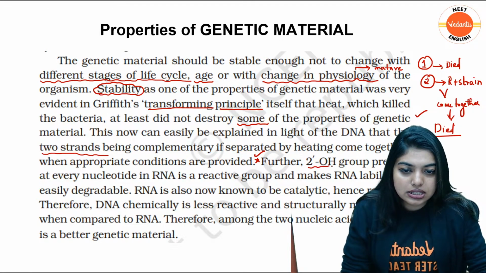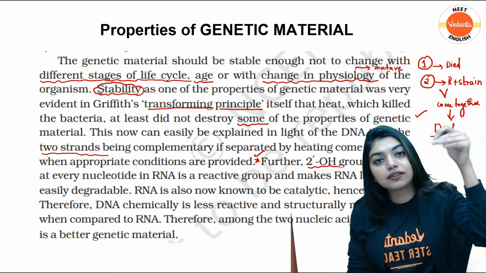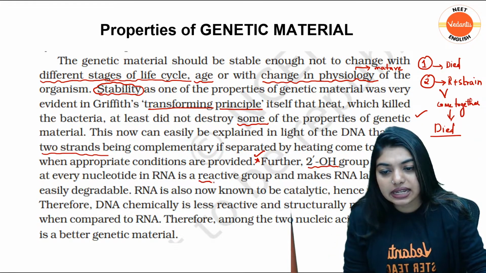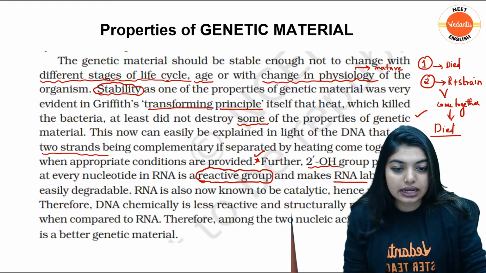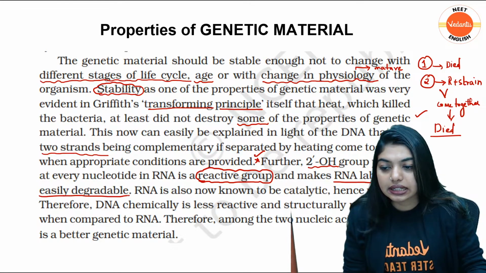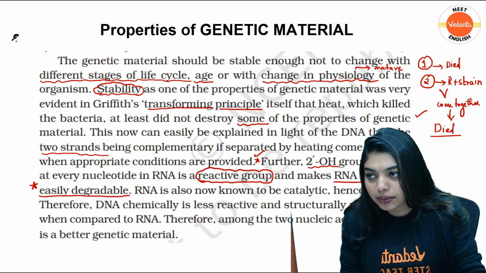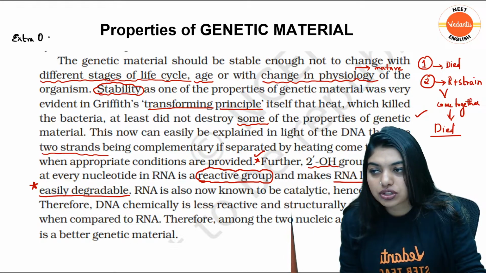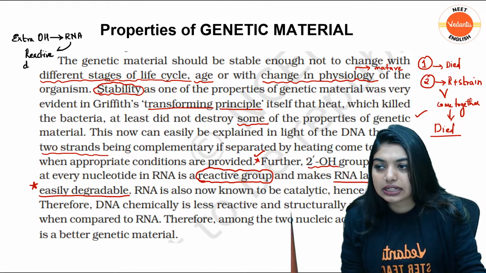Further, the presence or absence of that oxygen in the DNA makes it more stable, and because of the presence of that oxygen, RNA is very, very reactive. It becomes a reactive group and makes the RNA liable and easily degradable. This is the reason why RNA is not our genetic material, because of the presence of that extra OH group in the RNA, which makes it very, very reactive and easily degradable.